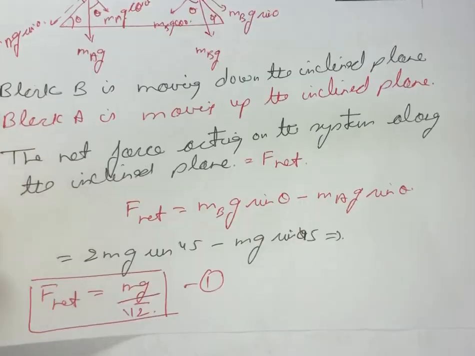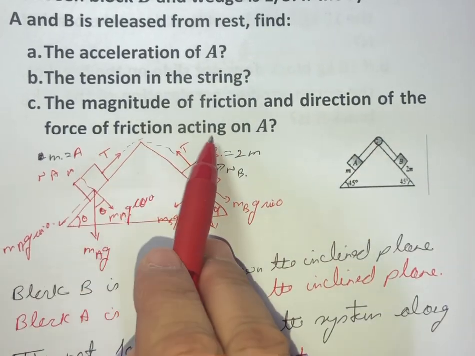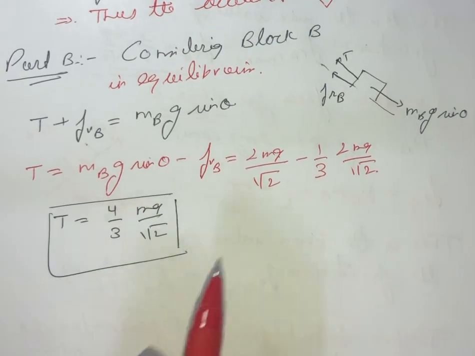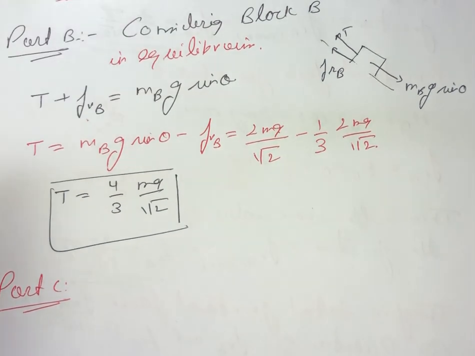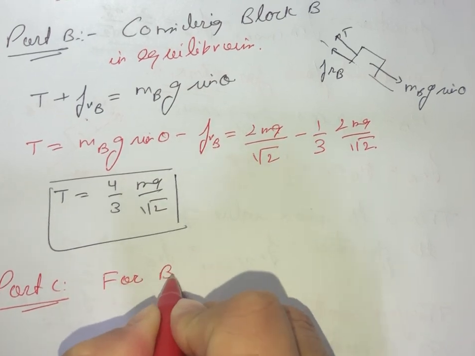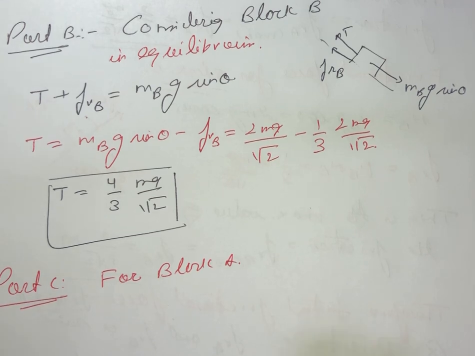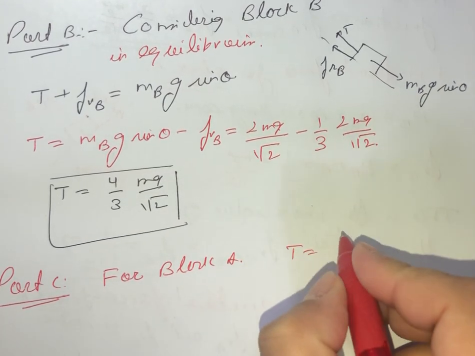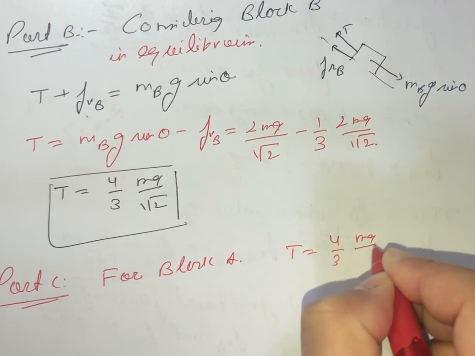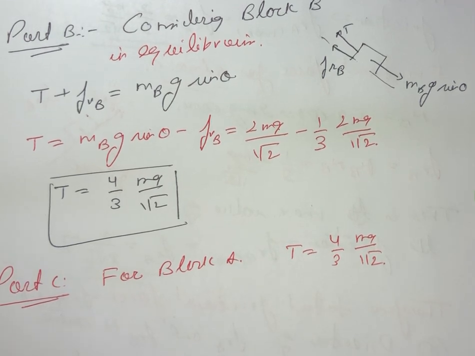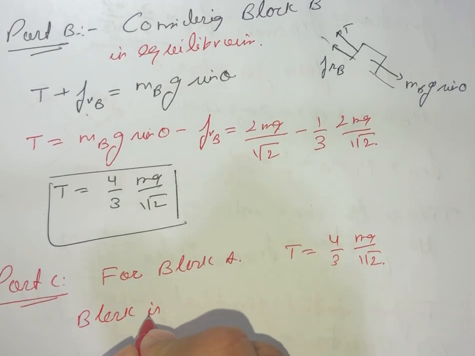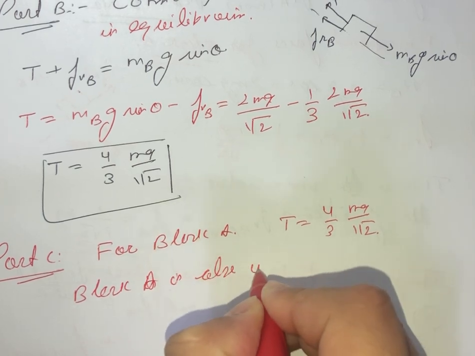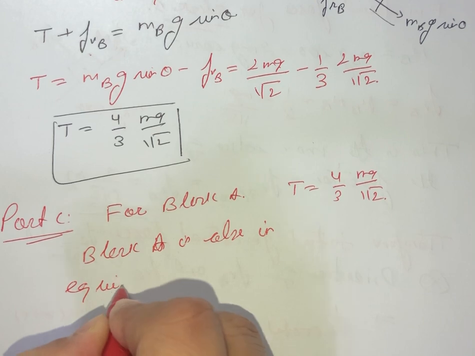In the last part we are supposed to find the magnitude of friction and the direction of frictional force acting on A. So part C. For block A, we already found that the value of tension T is 4 by 3 mg by root 2, and block A is also in equilibrium.